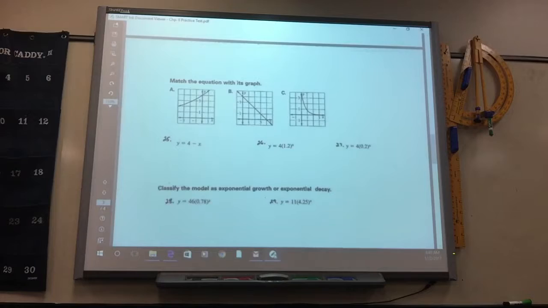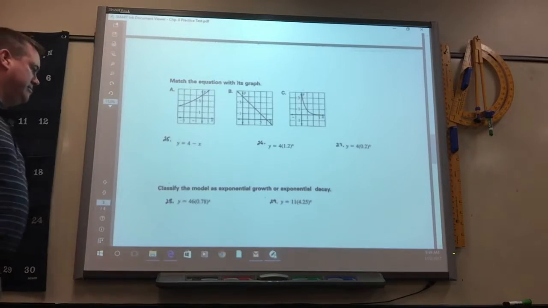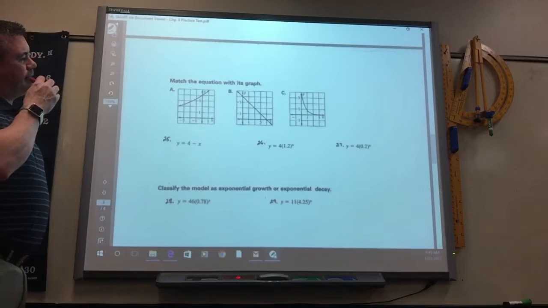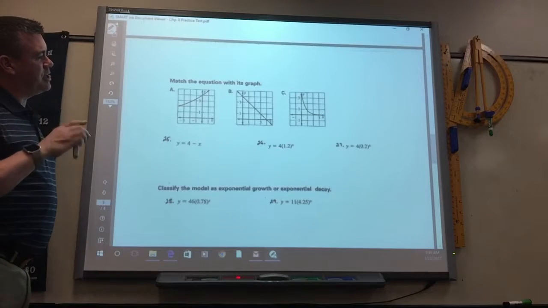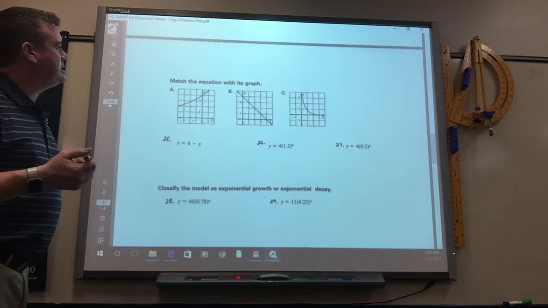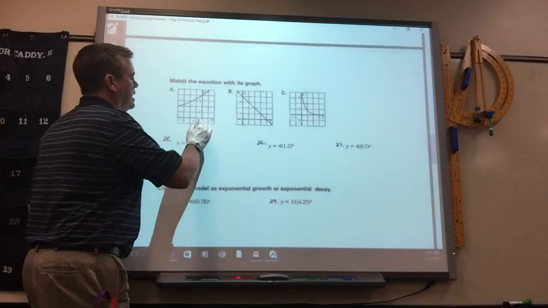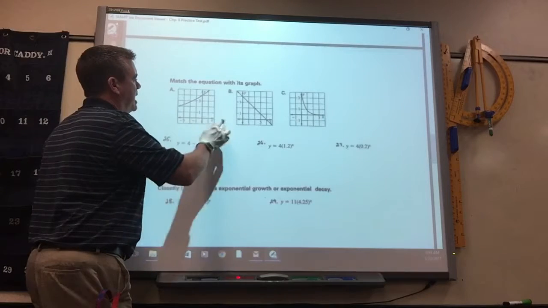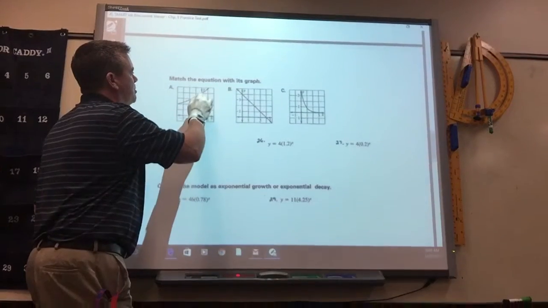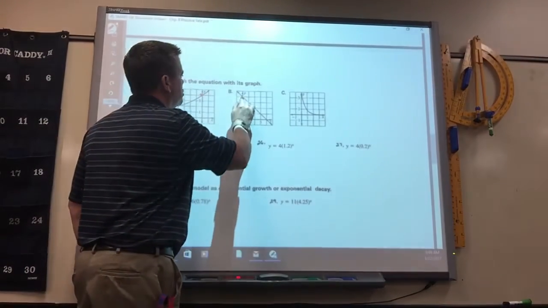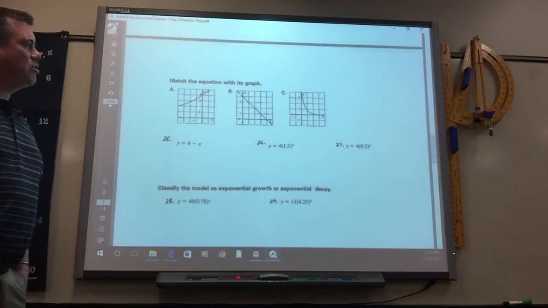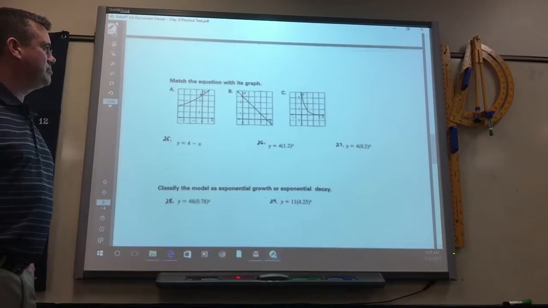Okay. Then the exponential growth and decay. So, to match this, again, you're going to want to use a calculator. If you notice, you're going to want to put something in for x. Here, if you put 0 in, it should be at 4. Here, it's also at 4. And here, it looks like it might be 4. So 0 isn't a good number to put in.